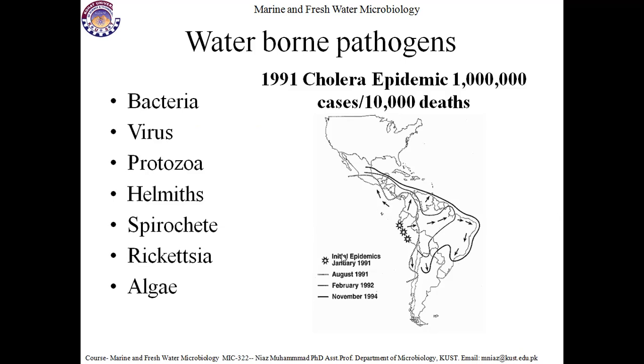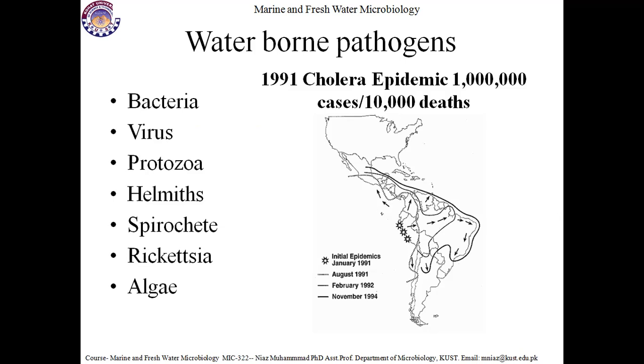And these are some cases which happened through water. Initial epidemics: January 1991, August 1991, February 1992, and November 1994. These are epidemics which spread through water, because water is the most abundantly used substance in human life, and it has been estimated that more than 80% of communicable diseases are transmitted from infected patients to healthy individuals through water.